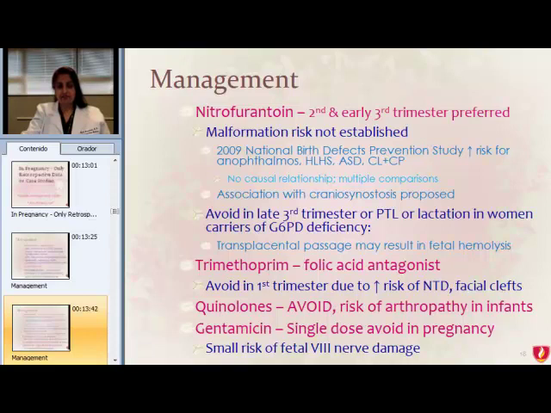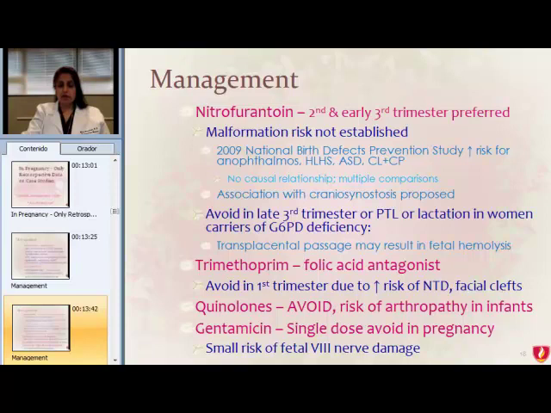The problem with this study was it was population-based with no causal relationships, and there were multiple comparisons done, which would give you just any positive findings. There are other studies, more than one, actually three studies, showing association of nitrofurantoin use in the first trimester with craniosynostosis. And therefore, we like to avoid use of nitrofurantoin in the first trimester.